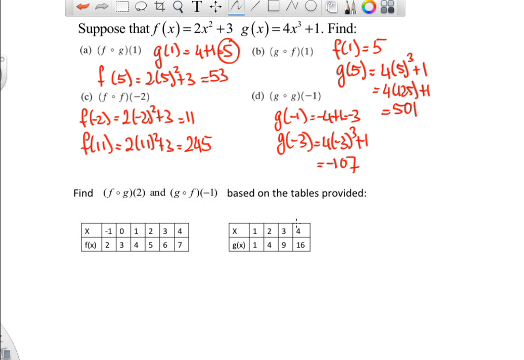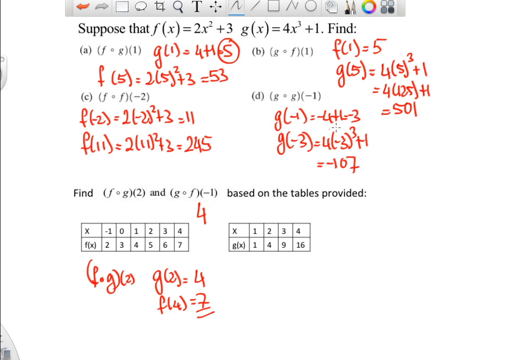Okay, using the tables, so this is f and that is g, find f of g of 2. So for the first one, I need to find out what g of 2 is, so that's 4, and then what's f of 4, which is 7. So you get 7 out of that. And here you go backwards. f of negative 1, so that's 2, and at 2 you should get 4, so this one gives you 4.